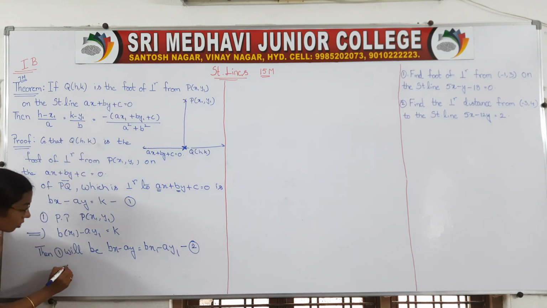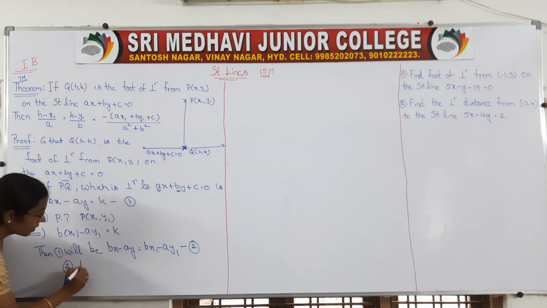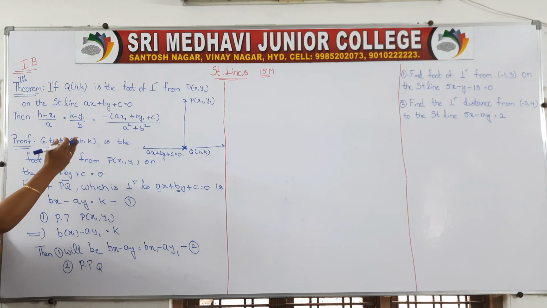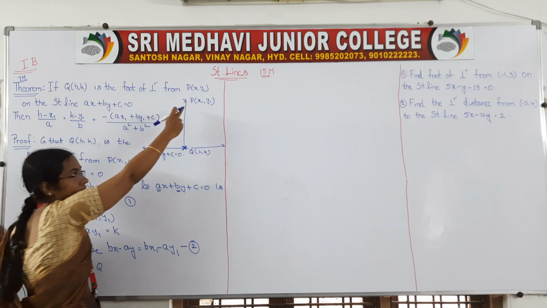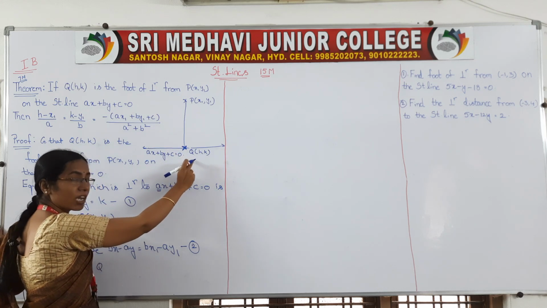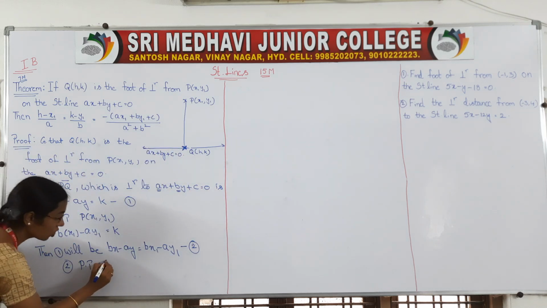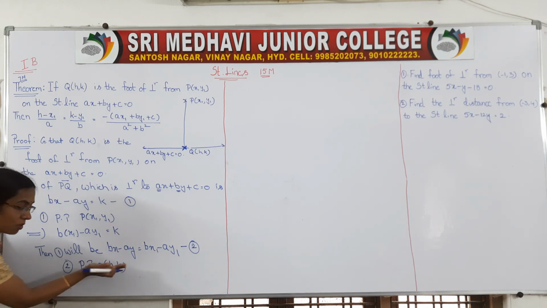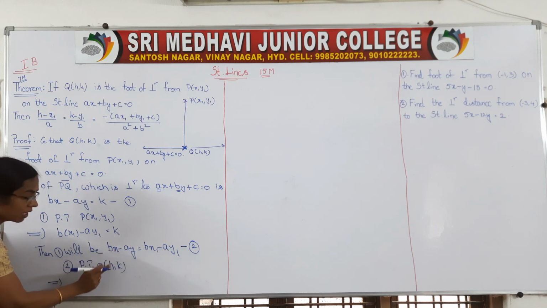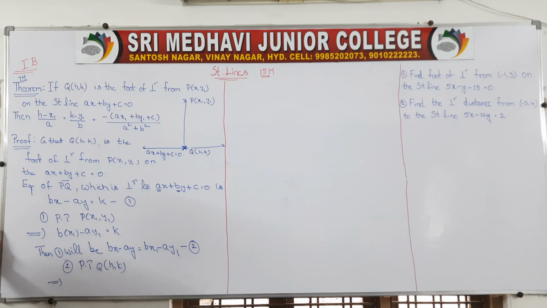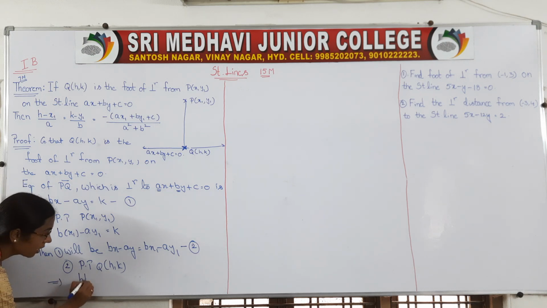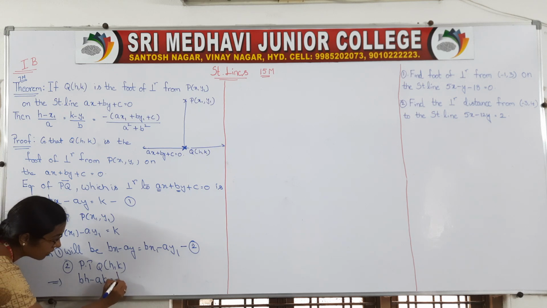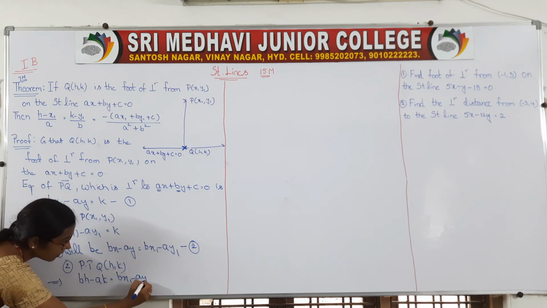You know that your PQ passes through P as well as through Q. First we have taken that it passes through P(x1, y1). Now we have taken that it passes through Q(h, k). Then what happens to our equation? To this second equation, passes through means the point satisfies that equation. In the x place you will get h, in the y place you will get k. So it is bh - ak = bx1 - ay1.